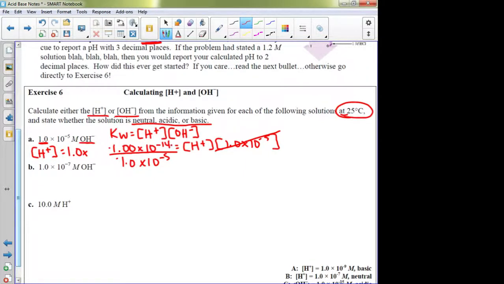When I divide my exponents, I subtract them. So negative 14 minus a negative 5 would give me negative 9. So there's my concentration of my hydrogen ion. Which one is greater, my concentration of hydroxide or my concentration of hydrogen? Hydroxide. So is this solution basic or acidic? Basic.